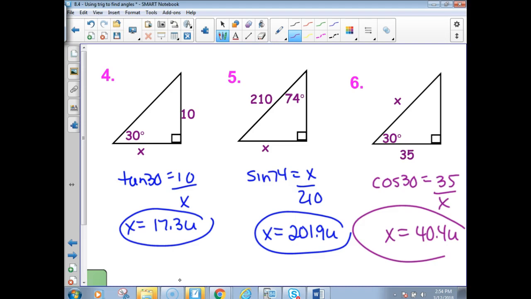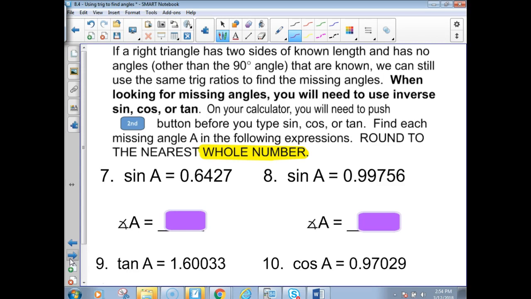Okay. Then let's hit 7, 8, 9, 10. This is finding an angle.